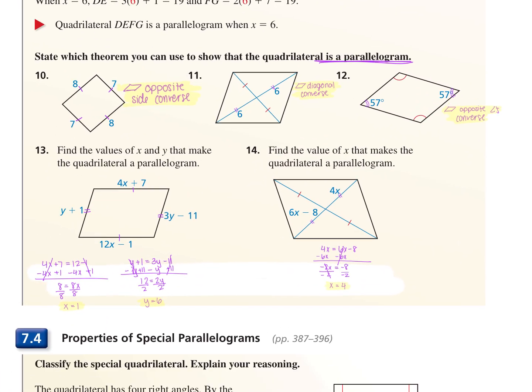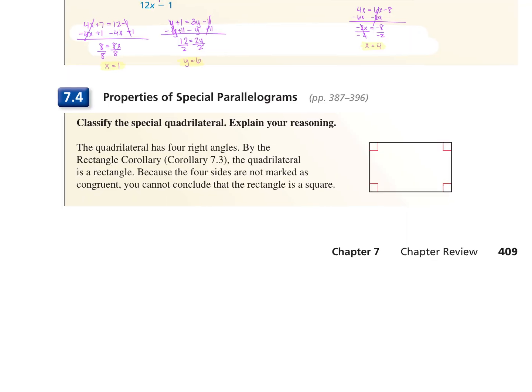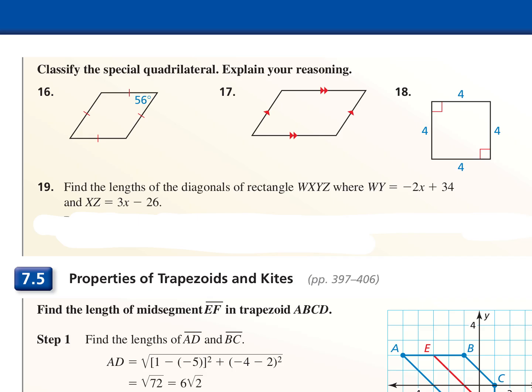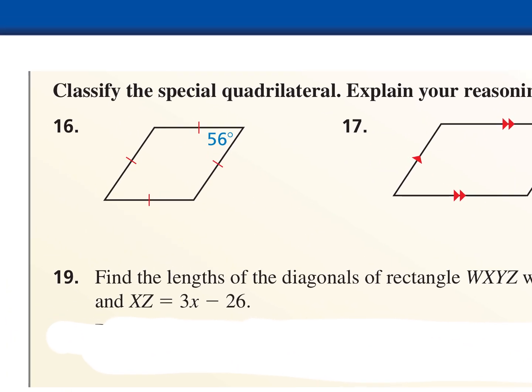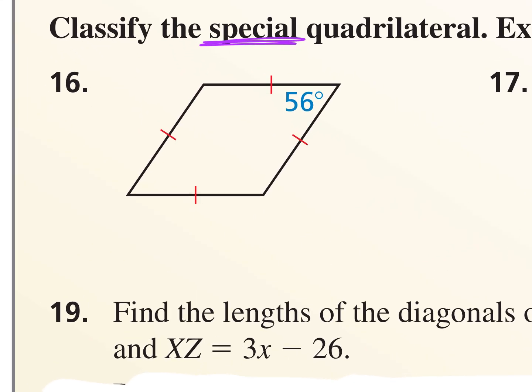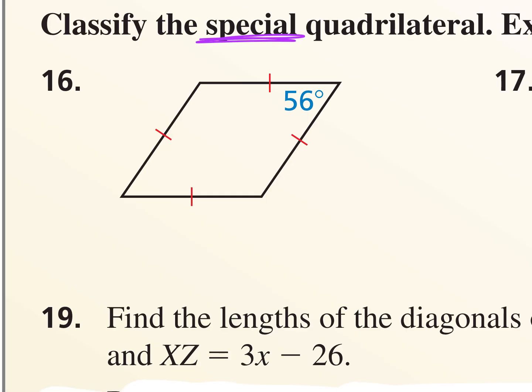All right, looking at 7-4 on the next page. Classify the special quadrilaterals. Key thing here, I got a lot of questions on. Aren't they all quadrilaterals? Yes, but you have special quadrilaterals. And then explain your reasoning. So looking at this one, all 4 sides are congruent. When it's giving me all 4 sides congruent, but they're not telling me all my angles are congruent, it has to be a rhombus. So this is a rhombus.